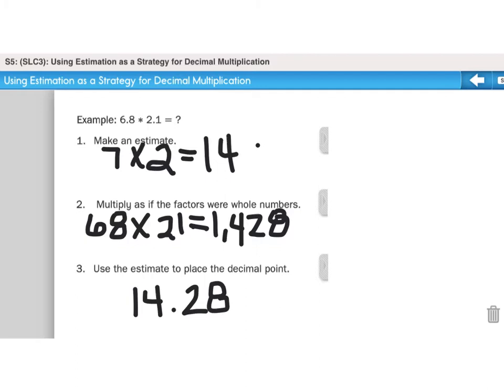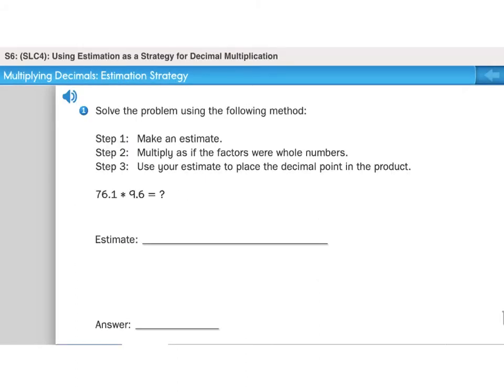Go ahead and try to work out the problems on your math journal sheet, page 219. There are 3 of them on there. So let's go over these together. Number 1 was 76.1 times 9.6. We're going to make an estimate first. And let's make our estimate for 76.1. We'll make it 75. And then for 9.6, we'll make that 10. So 75 times 10 is going to be 750. That's my estimate.